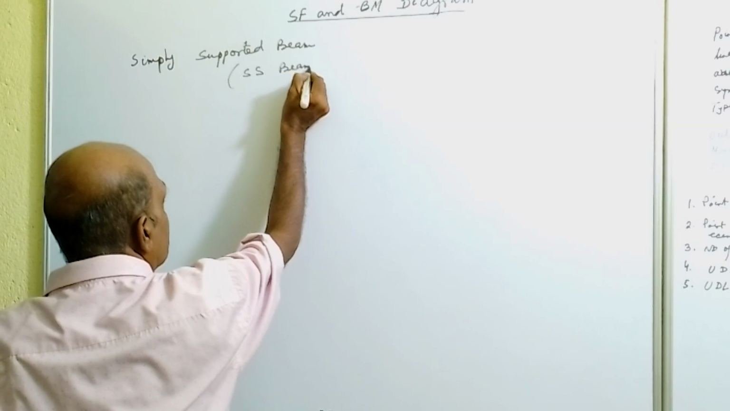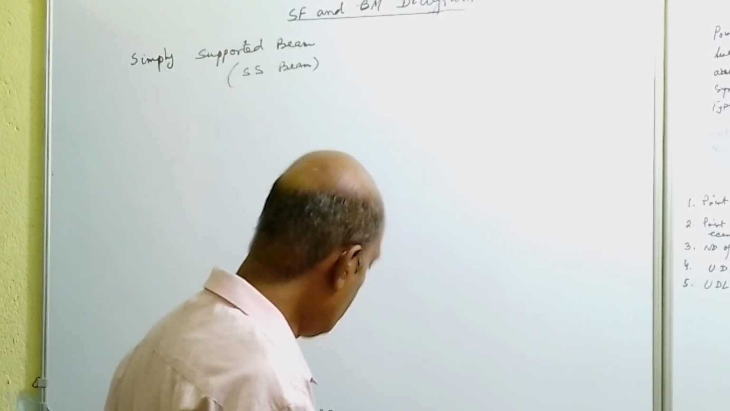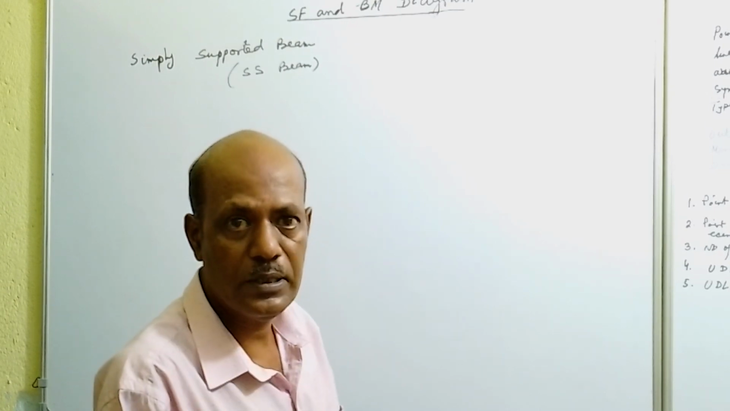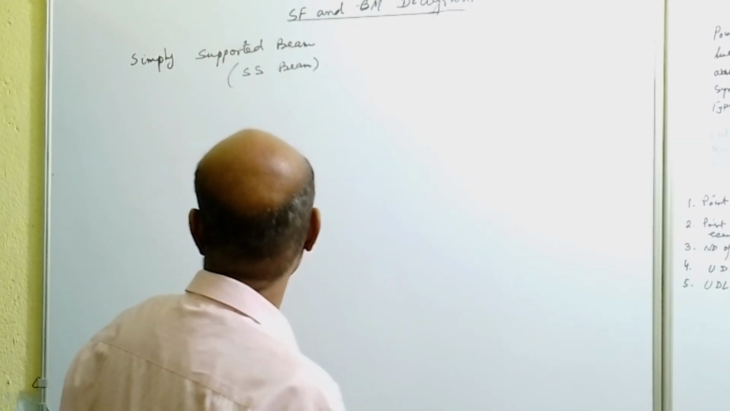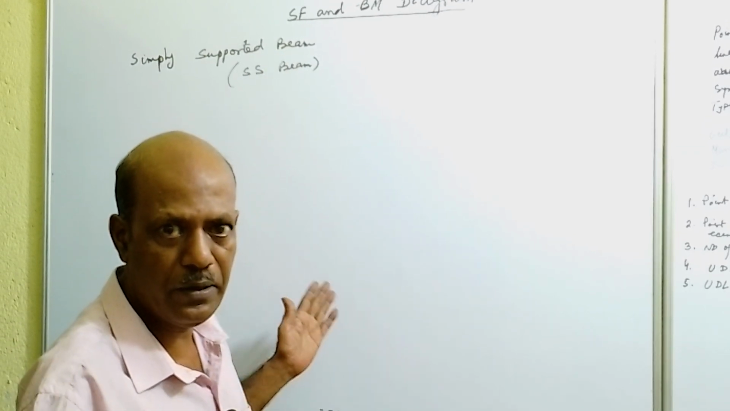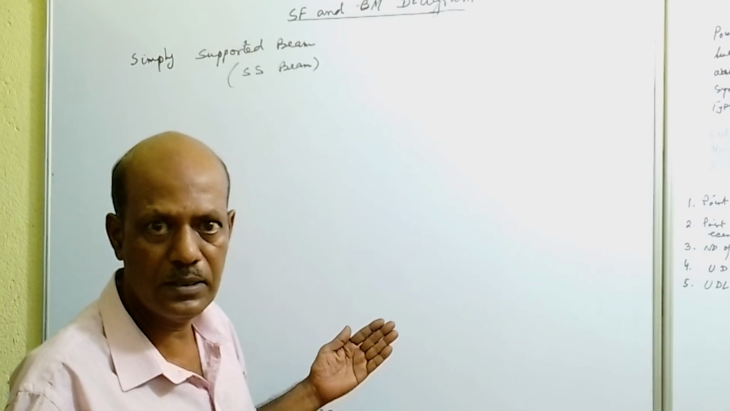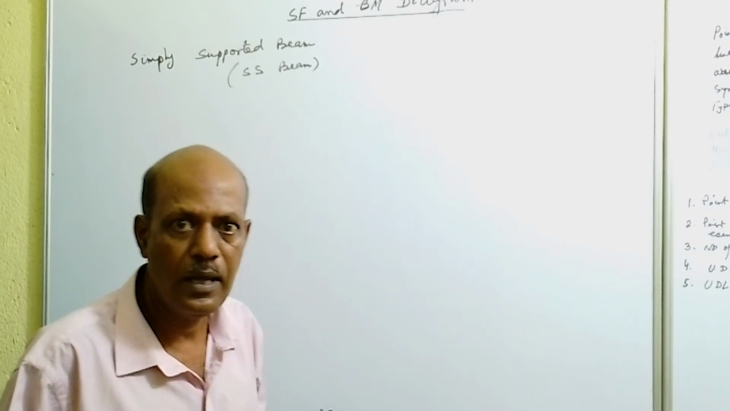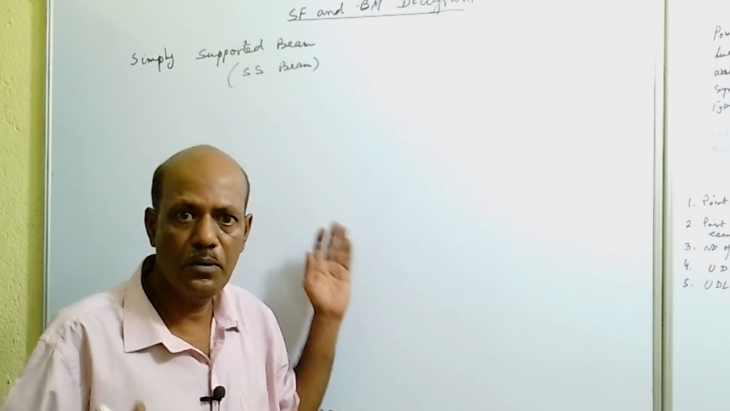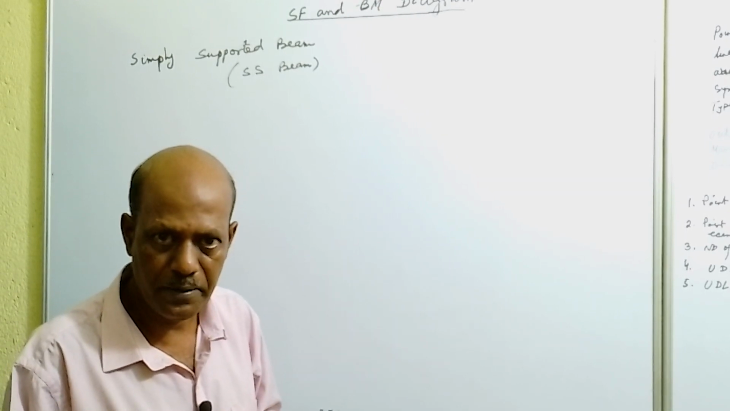Now this beam is loaded with some kind of load, and we are going to discuss the shear force and bending moment diagram. The definition of a beam: we know it is a horizontal member of which one dimension is much larger than the other two dimensions, and it takes loads vertical to its axial plane.